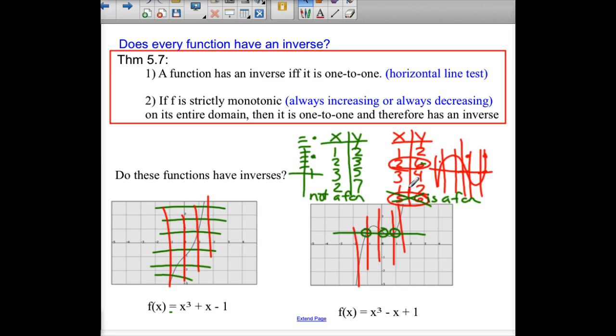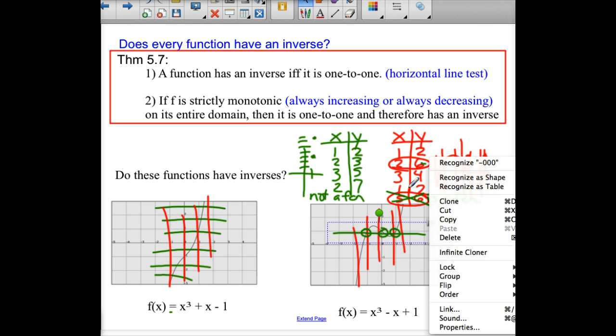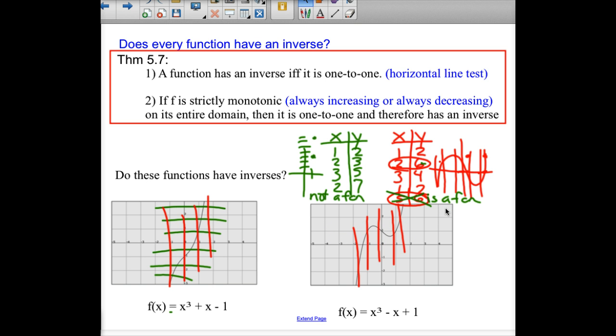One-to-one is kind of like a layman's term. We kind of understand what that means now because we've used it for a few years. Strictly monotonic is the more appropriate term mathematically to say that a graph is increasing or decreasing all the way on its domain. It's not going to have any up and down turns. So this graph on the left here is strictly monotonic because it's always increasing. And this graph is not because it has some parts that are increasing and some parts that are decreasing. So it increases here, decreases here, increases here.